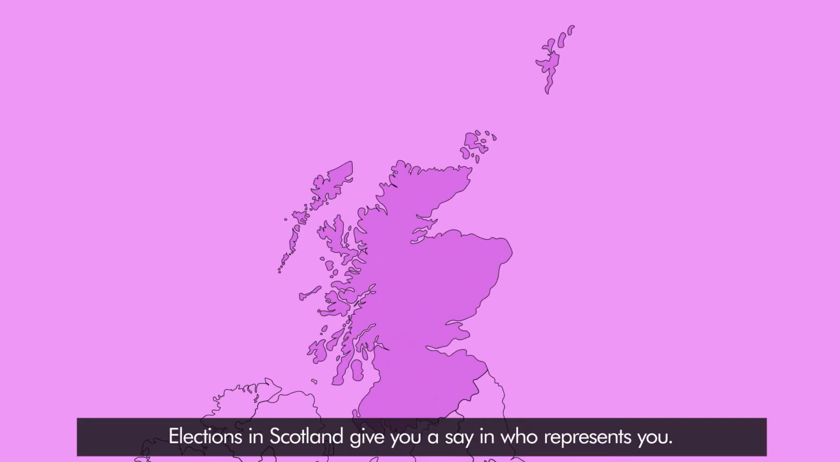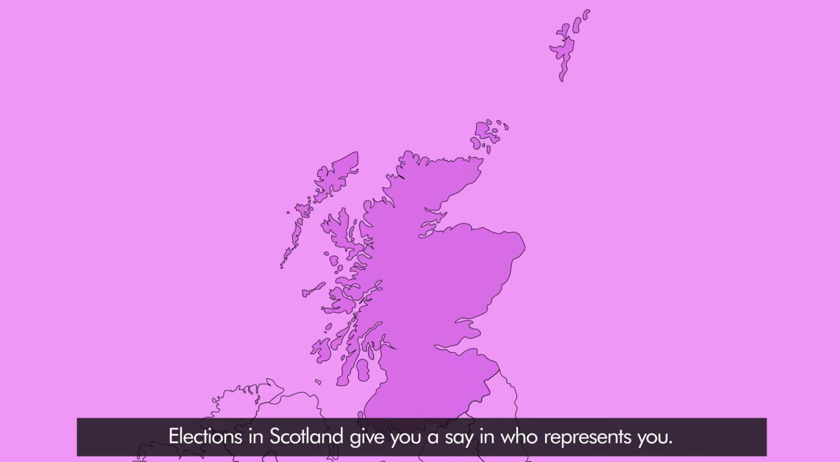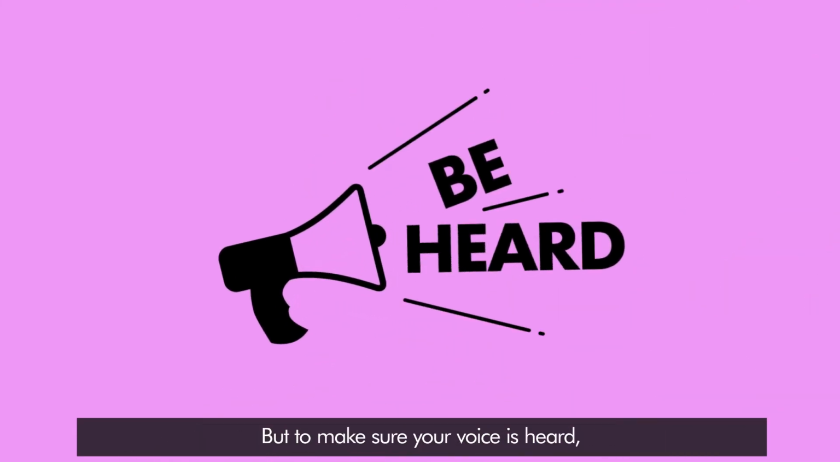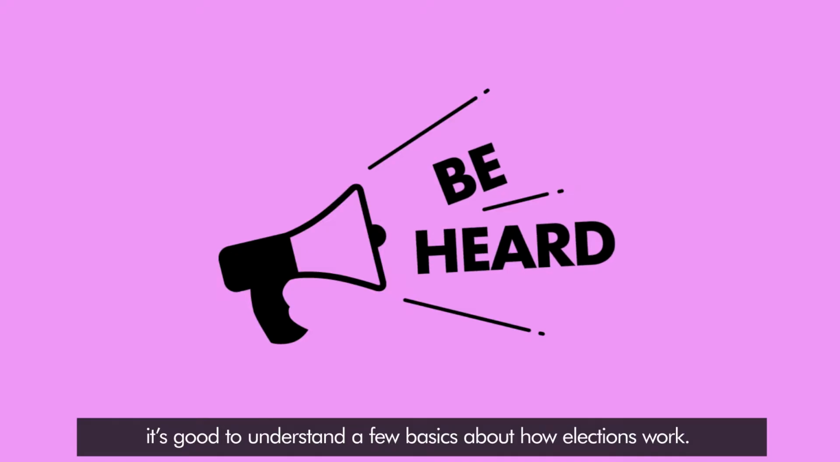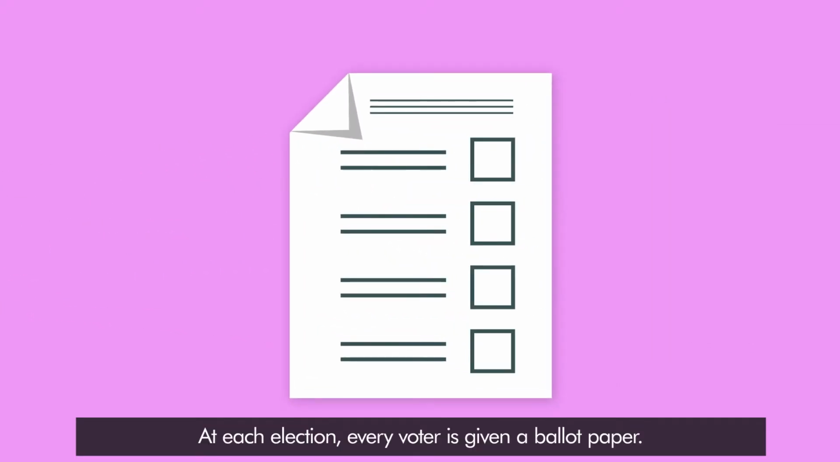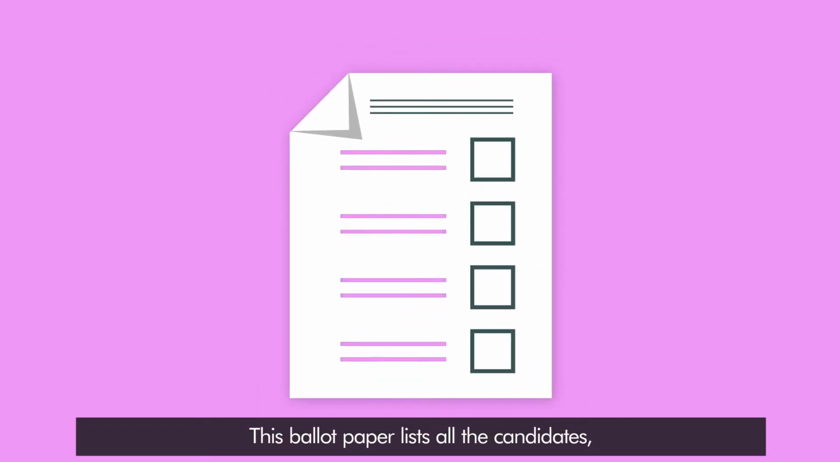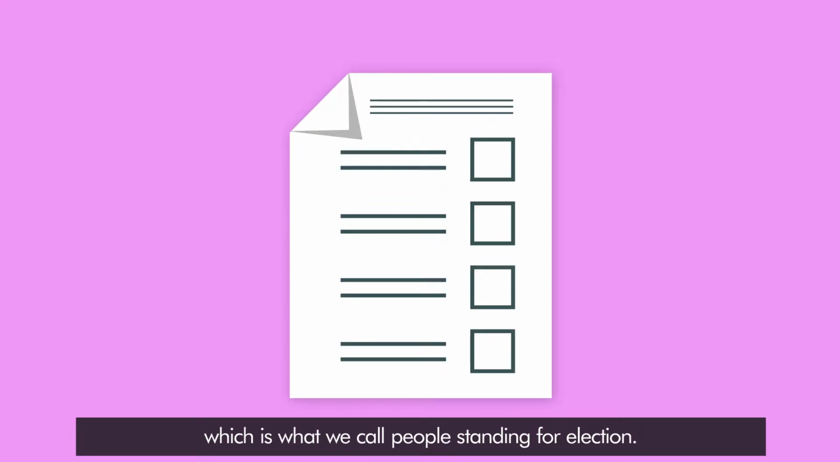Elections in Scotland give you a say in who represents you. But to make sure your voice is heard, it's good to understand a few basics about how elections work. At each election, every voter is given a ballot paper. This ballot paper lists all the candidates, which is what we call people standing for election.